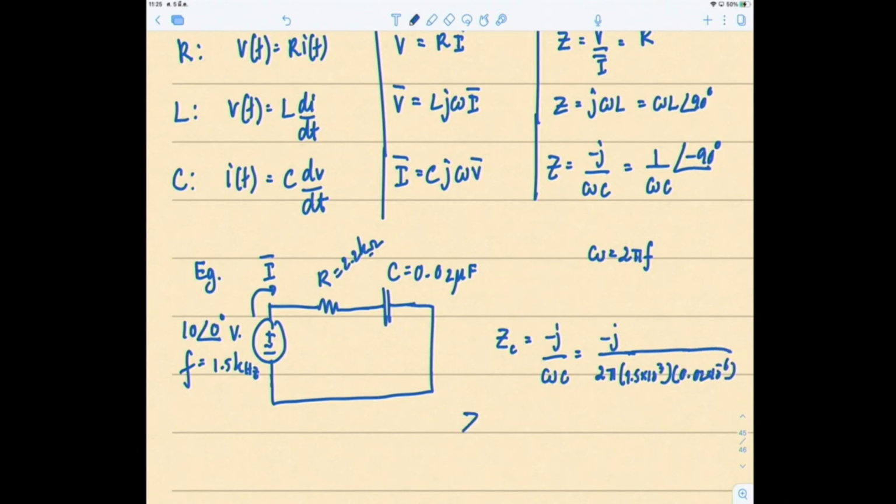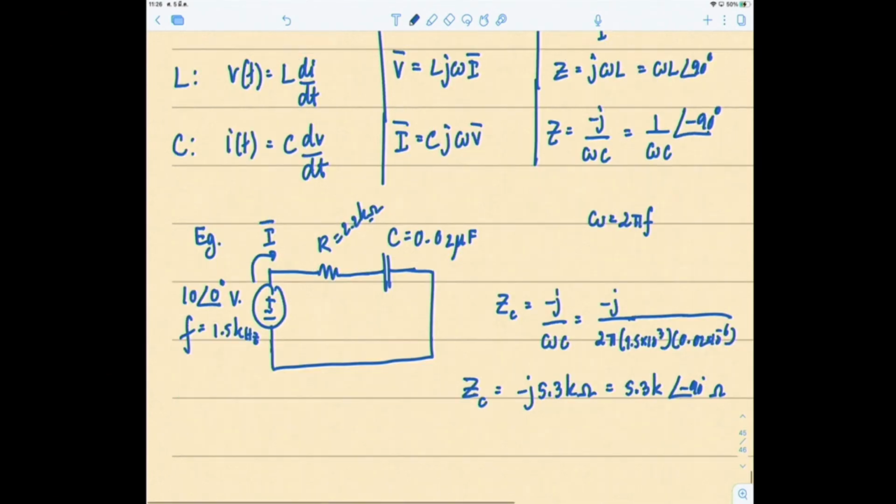You need your calculator for this. You need a calculator for this class, period. A scientific calculator also, not your mobile phone calculator. So when you press your calculator, the answer comes out to be minus j 5.3 k ohms, or equal to 5.3 k angle minus 90 degrees ohms.